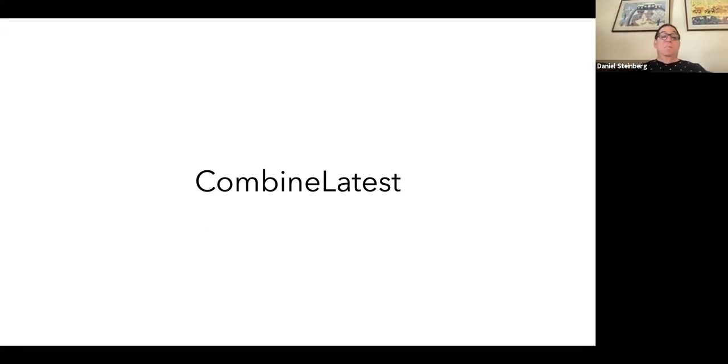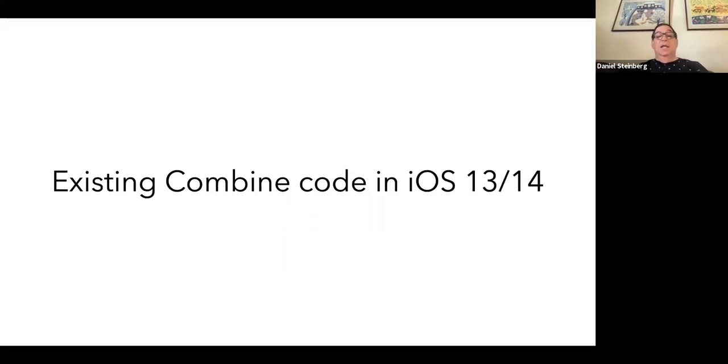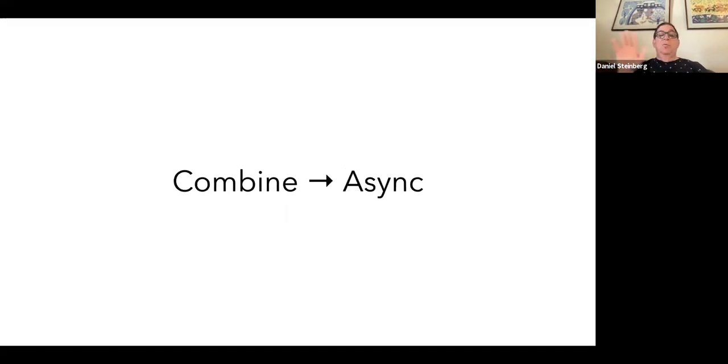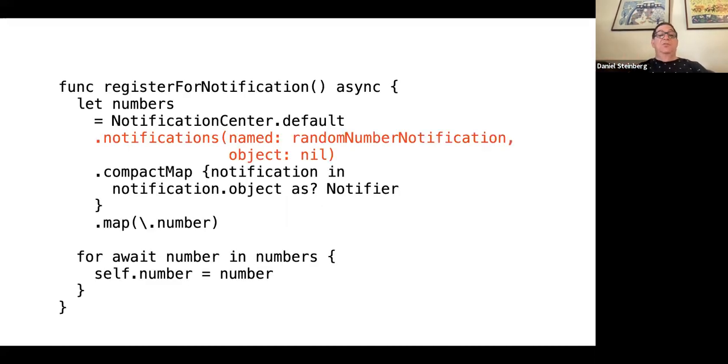And so these are things that Combine does that async doesn't, at least for now. Also, some of us have existing Combine code for iOS 13 and 14. It would be nice if we can bridge that back into these nice async APIs. So what we want to do is be able to go from Combine to async, and that's the bit that's new.